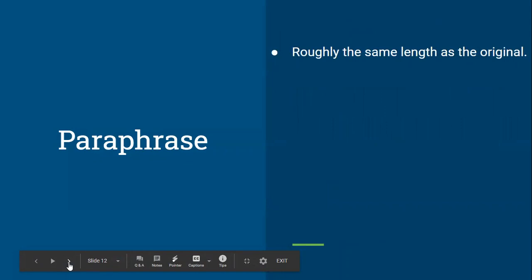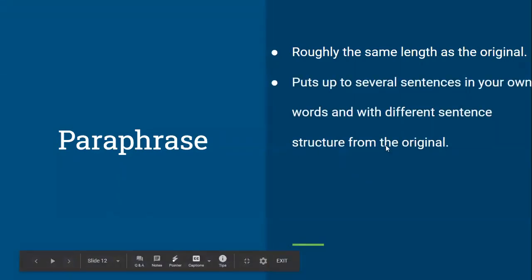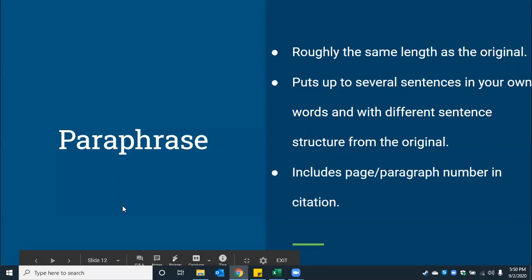So paraphrasing is roughly the same length as the original, puts up to several sentences in your own words, with different sentence structure from the original. And then you do want to include page and paragraph numbers in your citation. For a summary, you don't do that because generally a summary covers a whole work with no real specific location that you're referring to. A paraphrase is a specific location, right? So we want to include that in there.